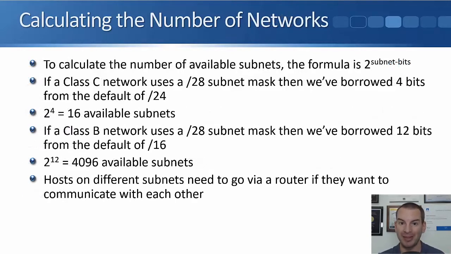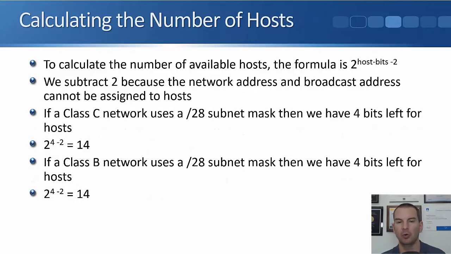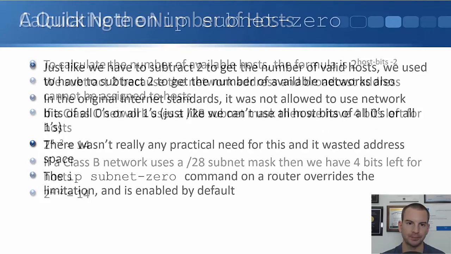But the amount of subnets we'll get, if I go back a slide, it's going to be different for class A, B, or C because they've got different default subnet mask sizes. For example, if we use a /28 with a class B, then we're going to have 4096 available subnets. If we use a /28 with a class C, we're going to have 16 available subnets. There's a difference there. But for the hosts, it's always going to be the same.